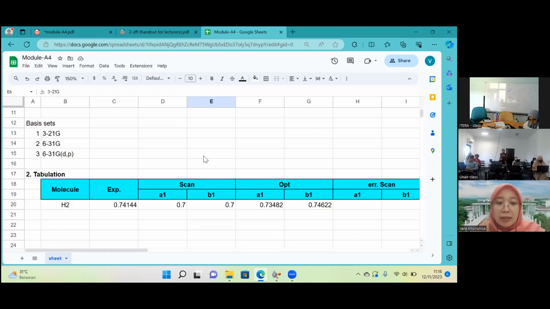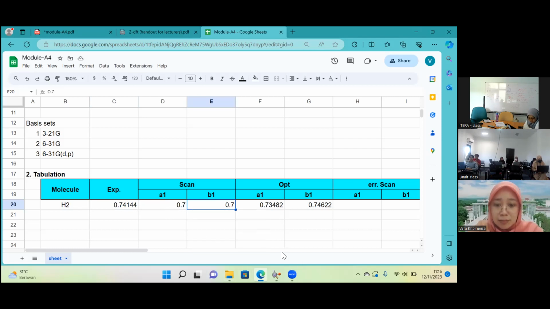And then I make the tabulation. So the molecule is H2, and I look for the experimental value of the bond length in the CRC handbook. I found out that the distance, the R0 from the experiment, is 0.74144.